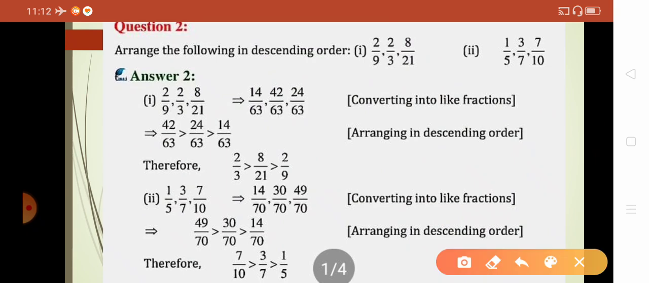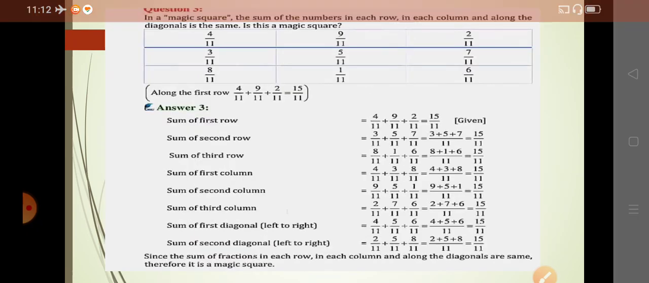In this way we make all the denominators equal. Now which one is greater? 49 is greater, that means 49 by 70 is the greatest fraction, then 30 by 70, and then 14 by 70. In this way we can arrange these fractions in descending order.